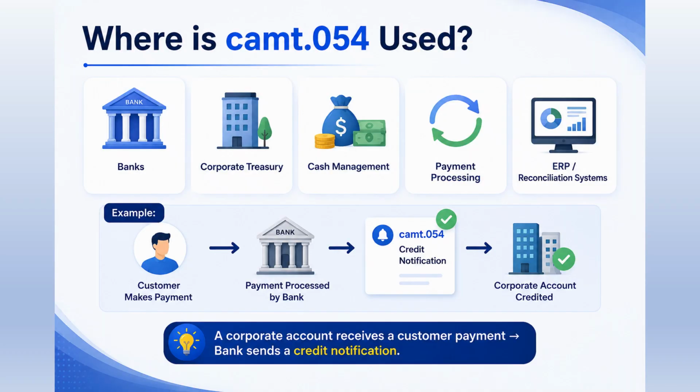Camt.054 can be useful across several banking and corporate processes. Banks can use it to notify customers about account entries. Corporate treasury teams can consume these notifications for cash management. Payment processing systems can use the information for downstream processing. And ERP or reconciliation systems can use transaction references to automatically match payments with business transactions. For example, when a corporate account receives a customer payment, the bank can send a credit notification to the corporate system.